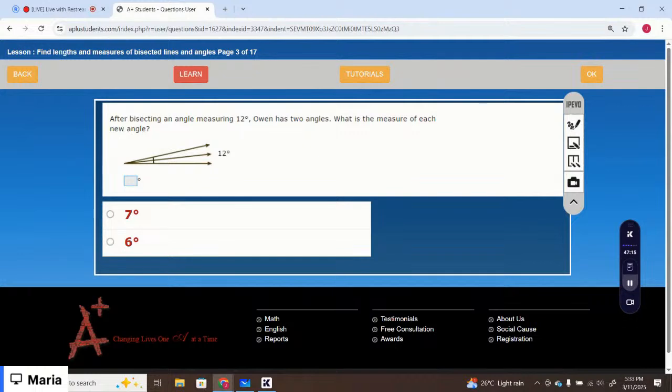An angle measures 12 degrees. It is bisected to form two angles. What is the measure of each new angle? You have to divide it by 2. 12 degrees divided by 2 equals 6 degrees. Option number two is the correct option.